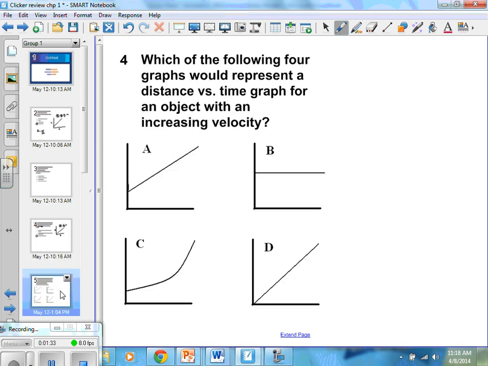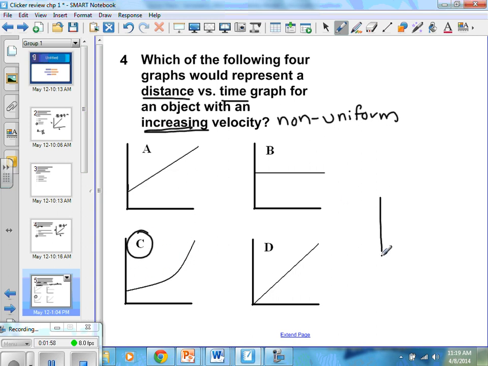Number 3 is C. Number 4, we're looking at D versus T graphs, and I'm looking for an object with increasing velocity. So this means non-uniform motion. Remember that D versus T for non-uniform produces a curve. Because it's increasing, the curve is going to slope up like this. If the object was slowing down, it would still be non-uniform, but the curve would look like that if it was slowing. So number 4 is C.